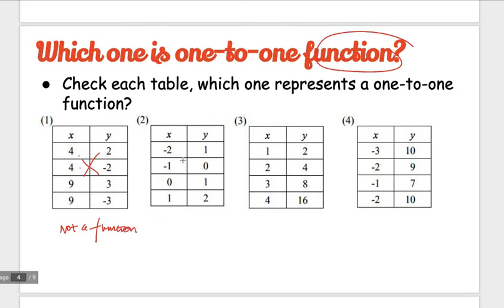If I check this one, it seems that every single x is different, but I do have the same y here. So it is a function, but not one-to-one. Let's check this one. 1, 2, 3, 4, 2, 4, 8, 16. Everything here, x is different, y is different. So this one is a function and a one-to-one function. Now let's check this one. I have input -2 matched to two different values. So this is not even a function. That's how we do that.